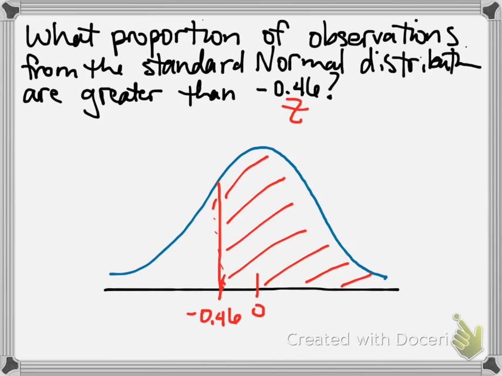Well, that's lovely, except that I can't get that number directly from our standard normal table. The only thing that we can get from that table is the area that is to the left of our z-score, which is still okay, because we know that our total area has to add up to 1. So let's go back to our standard normal table, and we're going to get our proportion that corresponds to negative 0.46.